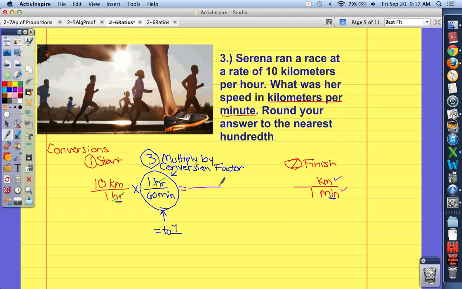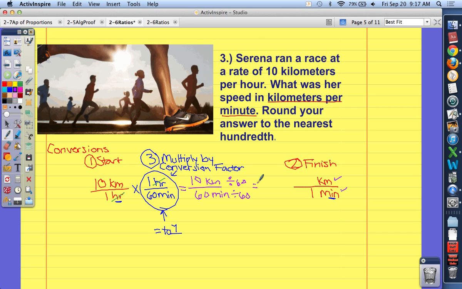Fractions multiply straight across, so I have 10 times 1 is 10, and I have the units of kilometers. And 1 times 60 is 60 units of minutes. Reduce this fraction. You want to get it over 1, so you're actually going to divide them both by 60. 10 over 60 is the same as 1/6.